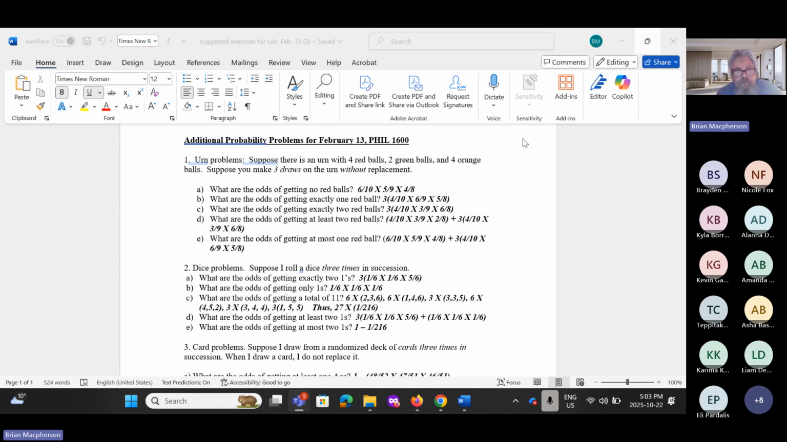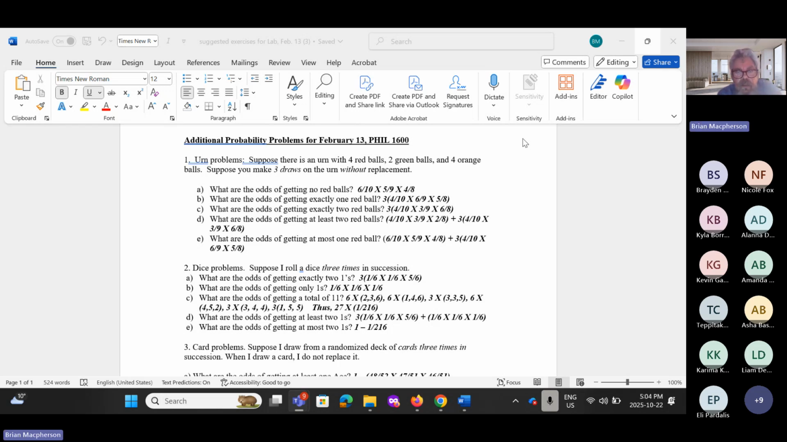Number one, suppose you have an urn and you have 10 balls in the urn altogether. You have 4 red balls, 2 green balls, and 4 orange balls. Let's say that you make 3 draws in the urn, but this time without replacement, okay? So if it's without replacement, that means that the probability of the second event depends on the probability of the first, right? So the events are not independent of one another, all right?